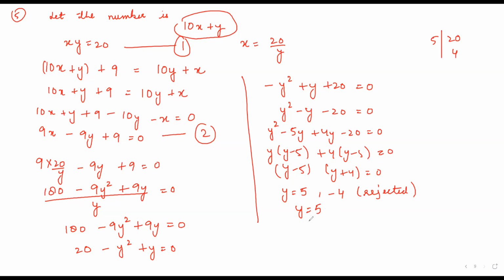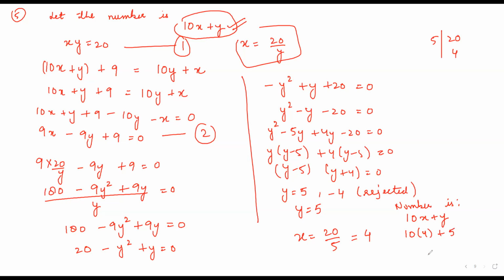Now you want the value of x. So from here you can get. So y is 5. That means x is 20 by 5. That means x is equal to 4. So the original number, the original one which you have chosen, was 10x plus y. That means 10 into 4 plus 5. So that will be 40 plus 5. So it will be 45.